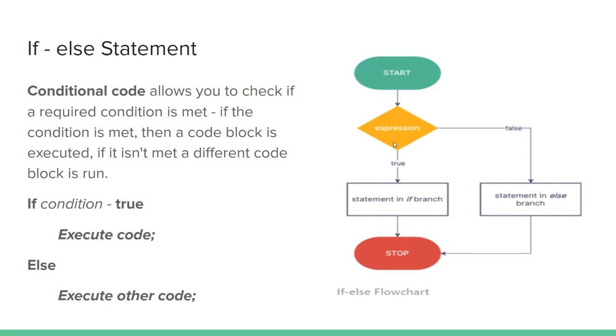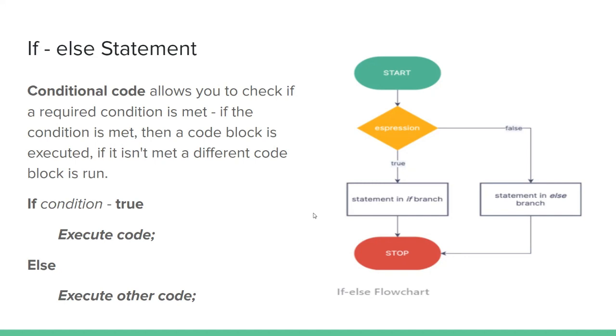Python starts, it gets to this expression, and if it's true, we're going to execute the statement in the if branch. If it's not true, we're going to execute the statement in the else branch, and then we stop. So once it's here: expression, is it true? Do this, then stop. False, else, stop.